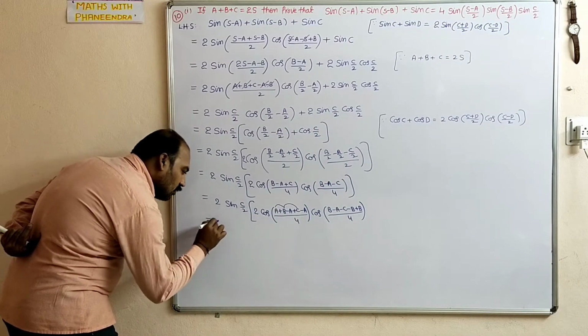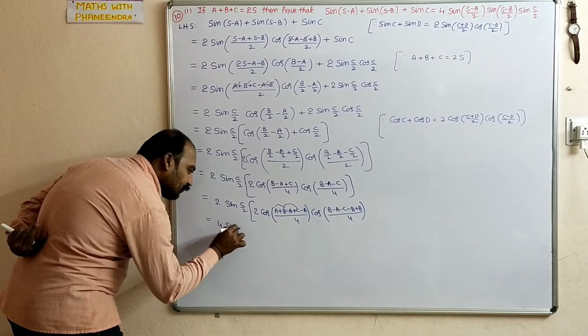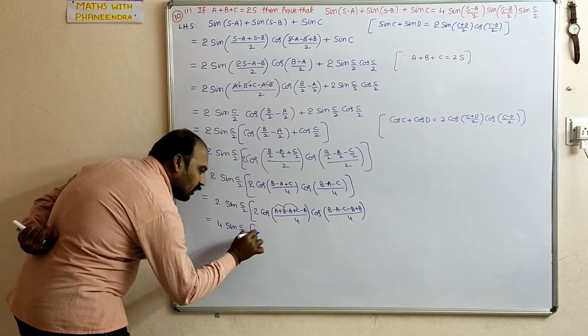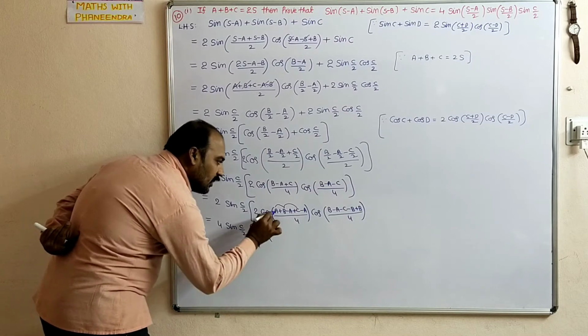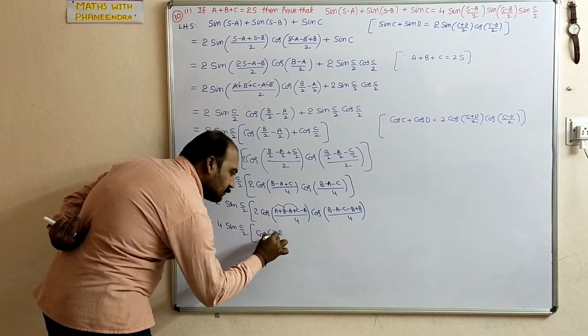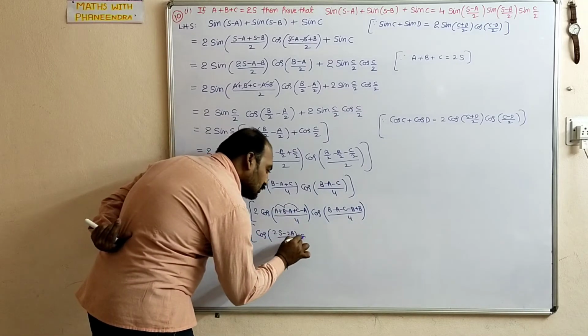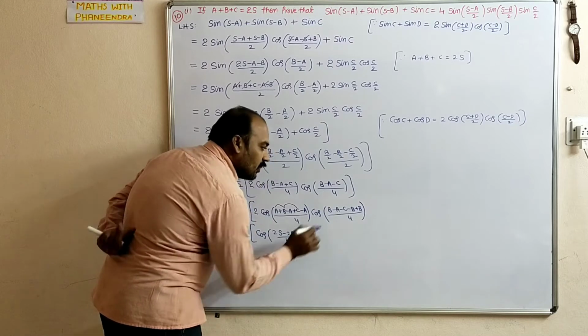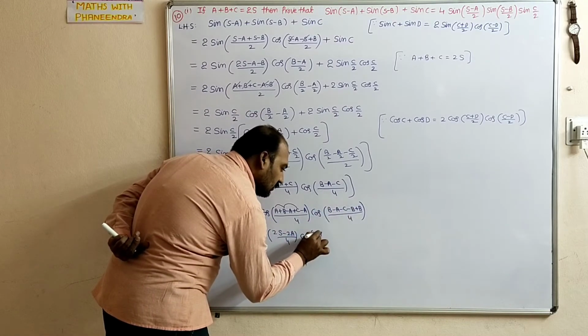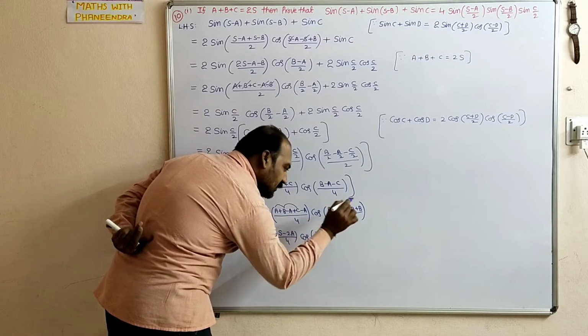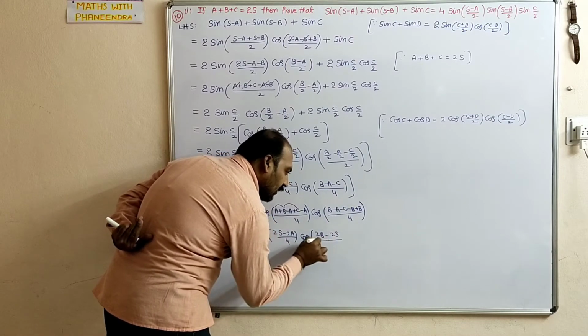So 2 into 2, 4 sin c by 2, cos of a plus b plus c, whose value is 2s, 2s minus 2a divided by 4, into cos of b plus b, 2b minus a minus c minus b, that means minus 2s divided by 4.